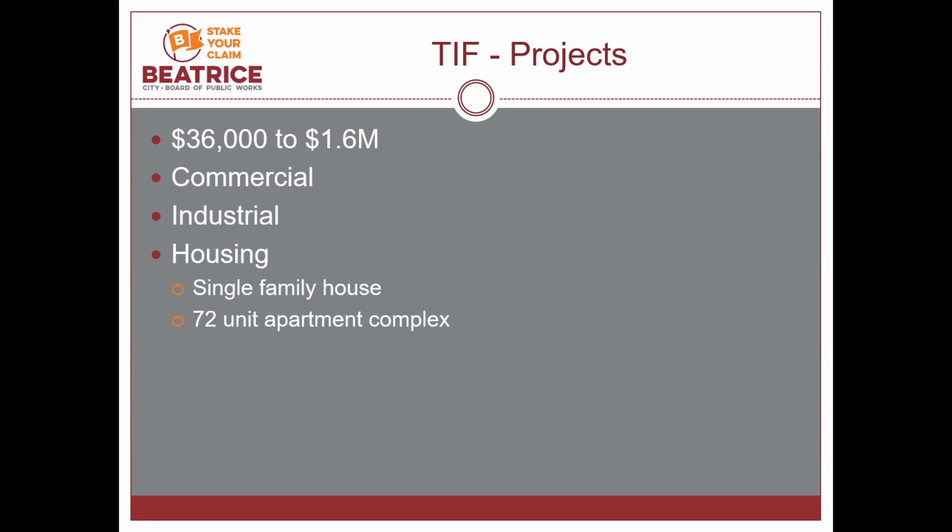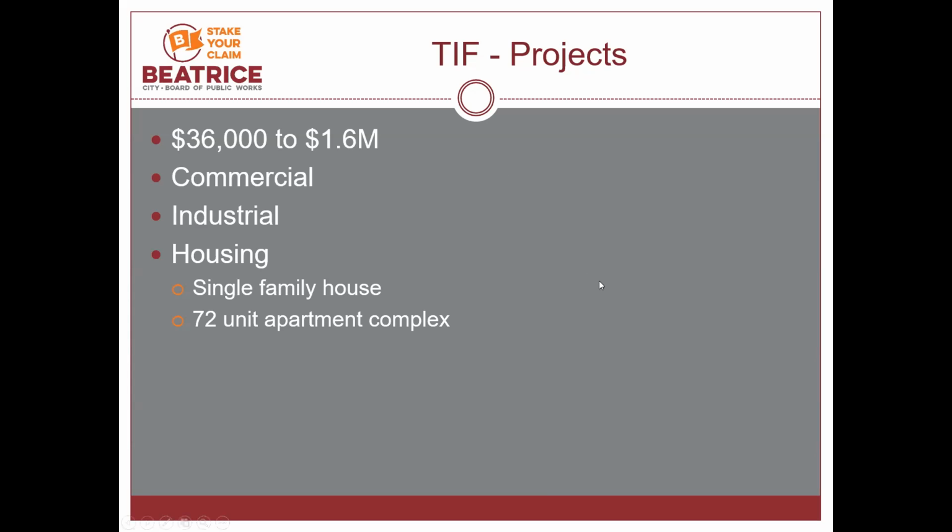Some of those numbers get a little difficult to look at because you might have had a commercial building that also had a residential unit on top. I just count it as commercial, but you can see it's been fairly evenly split. On the housing side of things, we've done one house. We had one person who built a house on their lot and we TIF'd it. We've done big developments, and something as large as a 72 unit apartment complex. So again, we've done a little bit of everything.